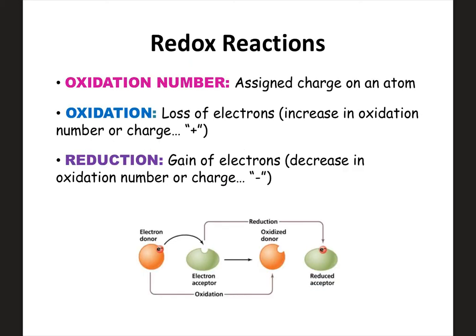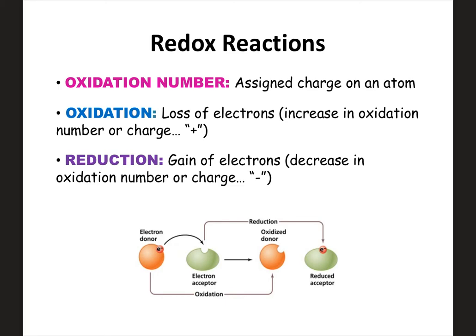Oxidation number is just referring to the charge on an atom. So if you ever see anything in an AP question about what is the oxidation number of this element or atom, they're just asking for the charge. All right, so don't be confused by that. You just need to realize oxidation number means charge.